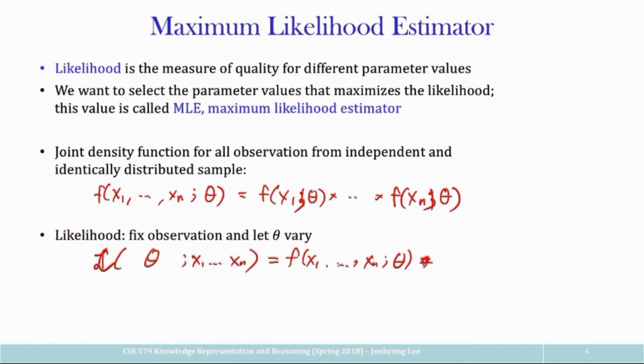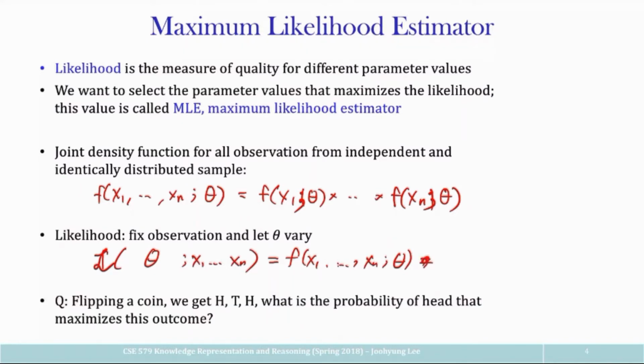Let's look at the example. Now we flip a coin and we get head, tail, head. Before you answer this question, let me ask you: if this coin is not biased, it's a fair coin, then what is the probability of getting HTH? 1/8, right? Each of them is independent, so 1/2 for the head, 1/2 for tail, 1/2 for the head. You just multiply those things. This is how you utilize the first equation.